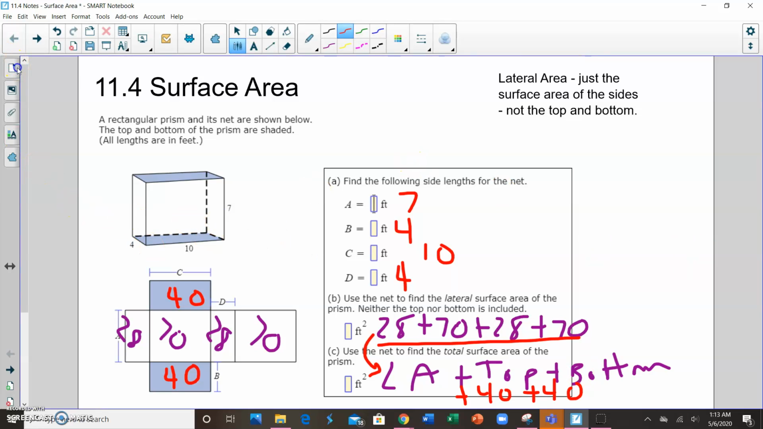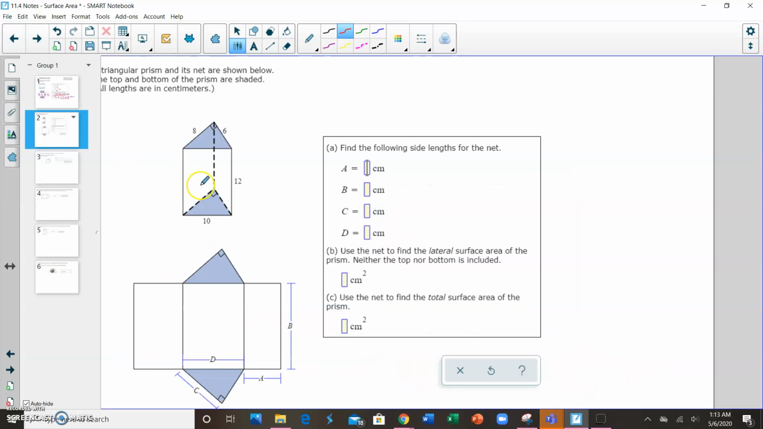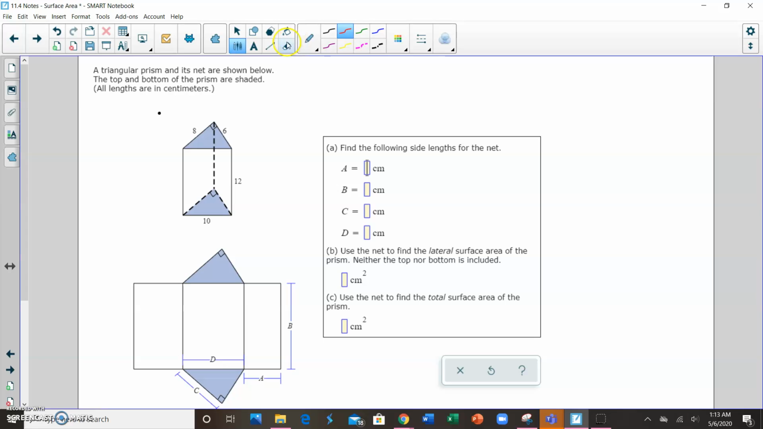Next, we're going to try and do this quickly. This is the net down here of a triangular prism.